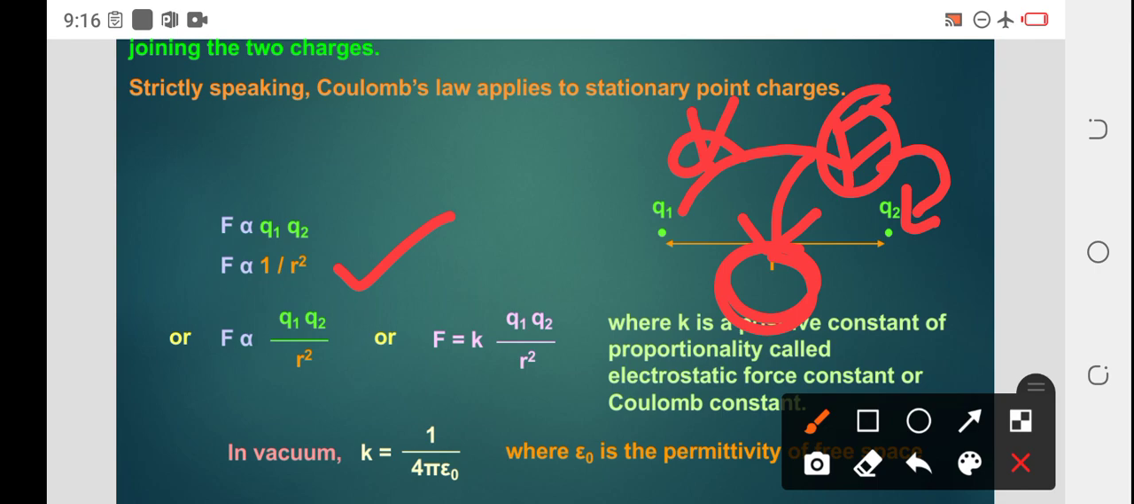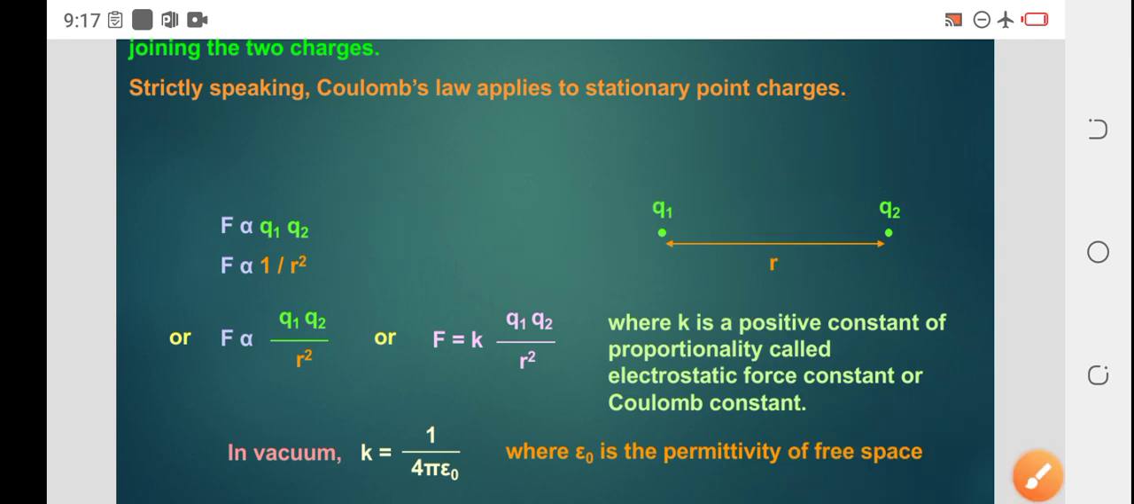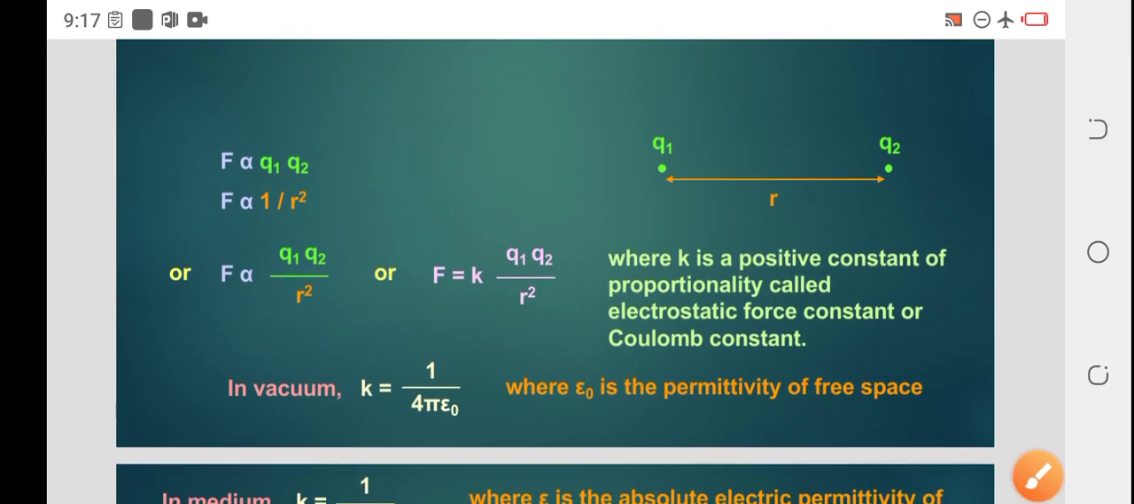When you take the first equation, if the product of q1 and q2 is increasing, then F will also be increasing. In case 2, if r is decreasing, F will be increasing. This is the opposite manner in case 2, while case 1 is the same manner. So here F is proportional to q1 q2, and F is inversely proportional to 1 by r square.